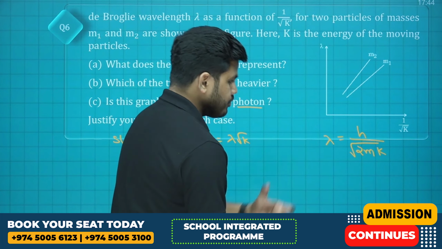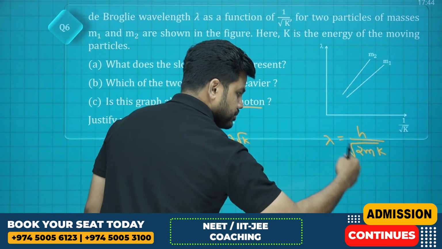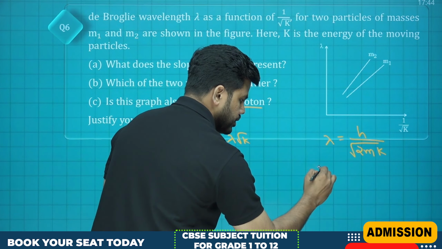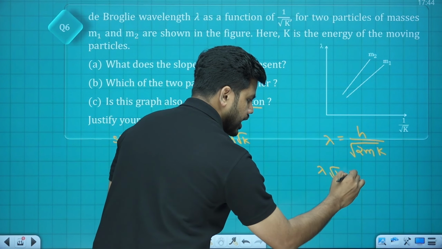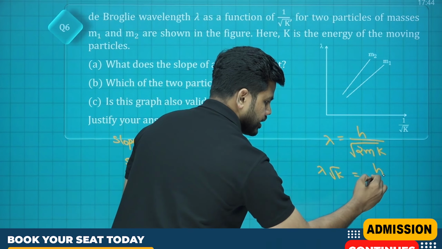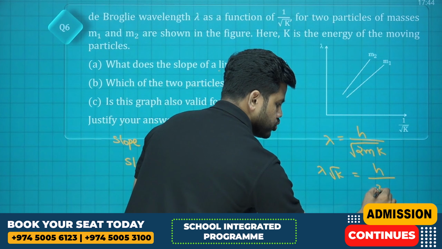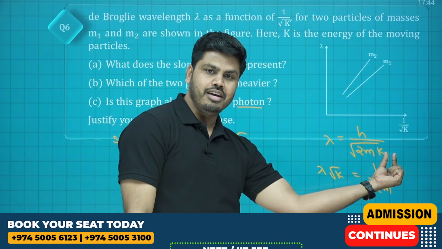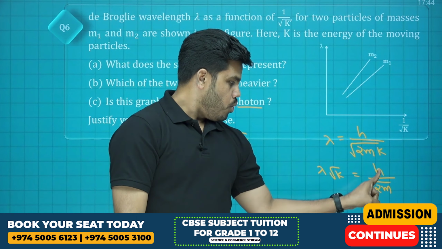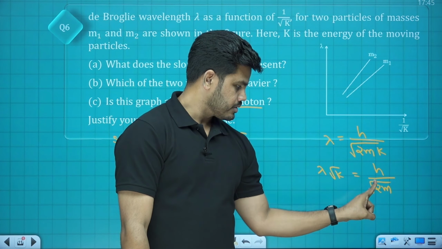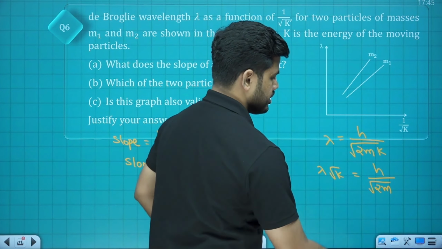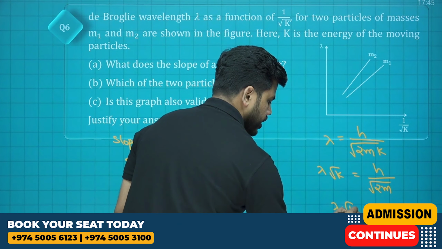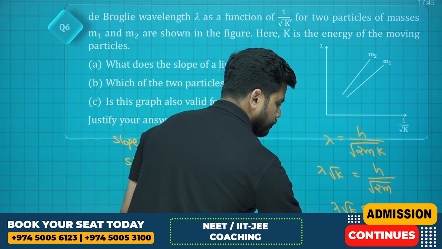One more thing. What will lambda times root K be from the de Broglie equation, the standard form? If you take lambda and root K to the LHS, the remaining term is h divided by square root of 2m, correct? I have taken that K into the LHS. See, h is a numerical constant, 2 is a constant, so lambda times root of K is inversely proportional to m.